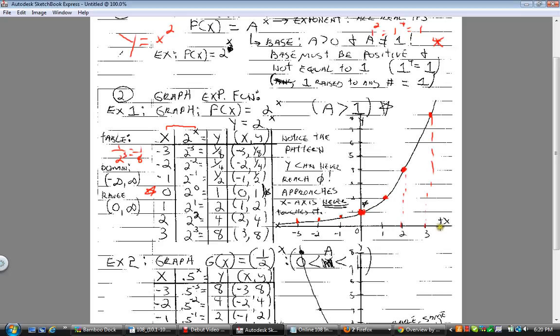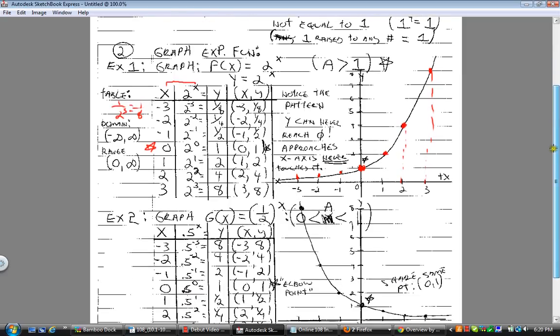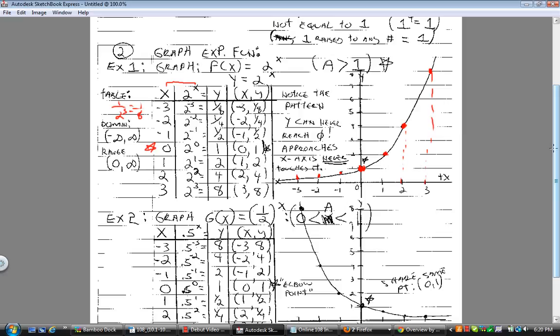Imagine if this was 4. 4 squared would give you 16. I'd quickly be going up there. Okay, so I just want you to notice that this is called a growth graph because, going from left to right, the graph is slowly increasing up the y-axis. Think of this as growth.